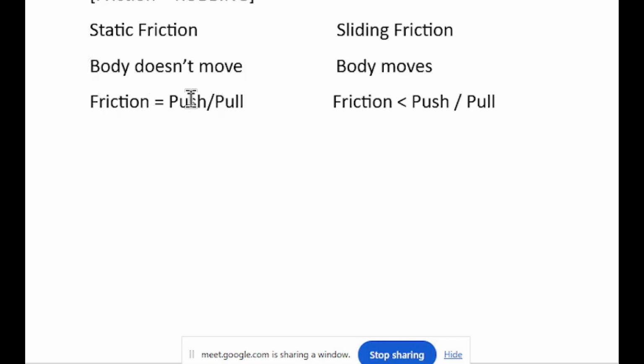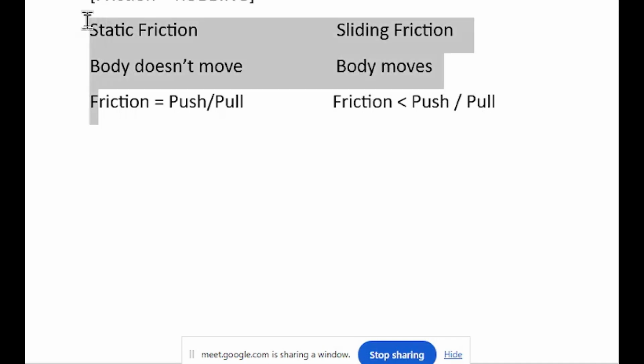Both are equal and the body will not move, static. If friction is smaller and push or pull is greater, a bigger force, then the body will move and it is sliding. Okay. Now the third type is called rolling friction.